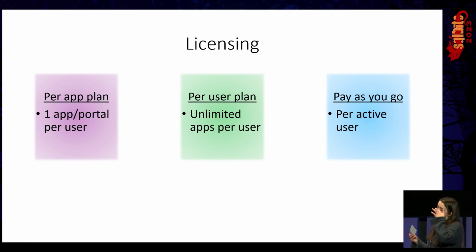You've got your per app plan, which gives users access to one app or portal. You've got the per user plan, which gives users unlimited apps, and there's a pay-as-you-go option as well. Licenses are applied to environments to scale up your capacity rather than applying licenses to users, so just something to bear in mind there.